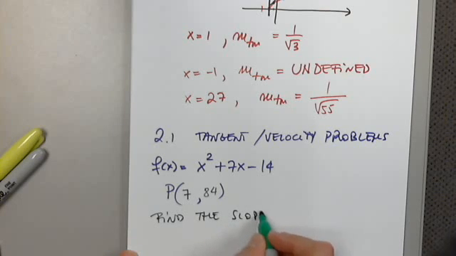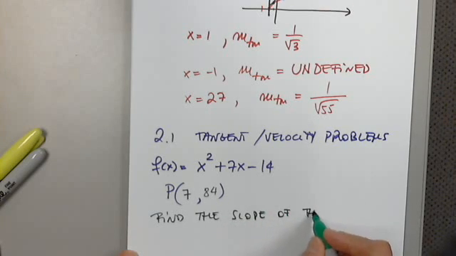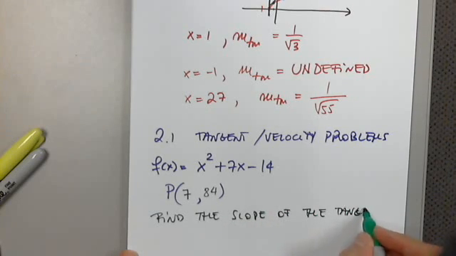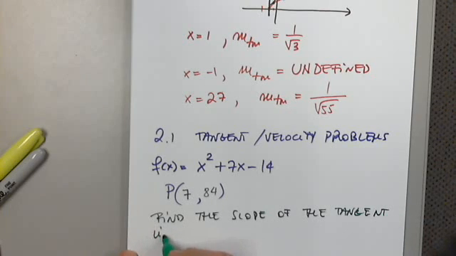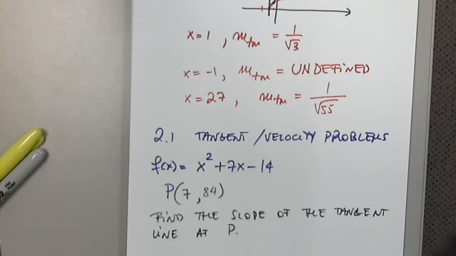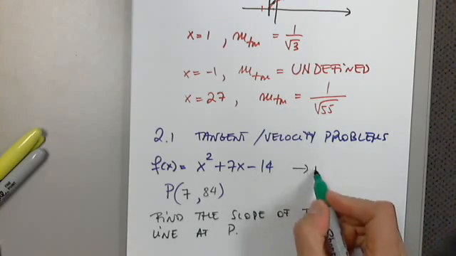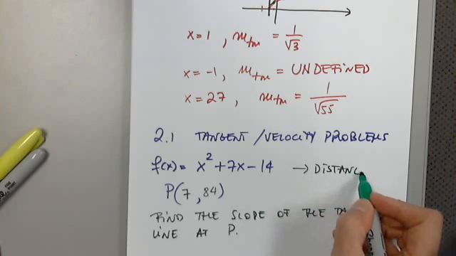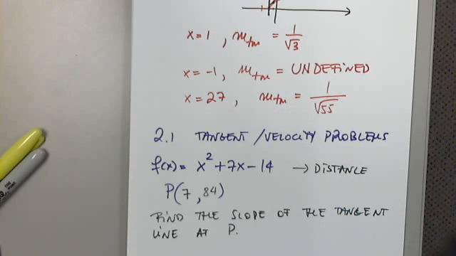the slope of the tangent line at P. If this function is a distance formula, what will the slope of the tangent line at P represent? If, I said, if it is a distance formula, what will this represent then?